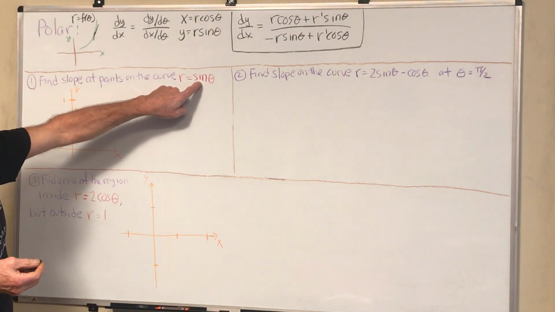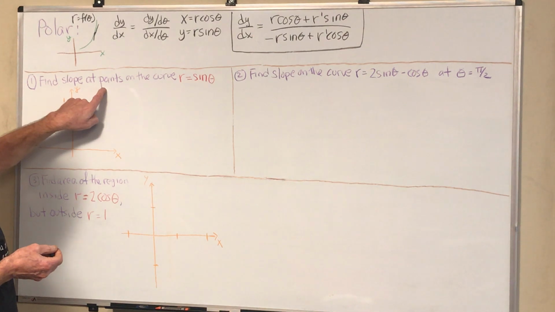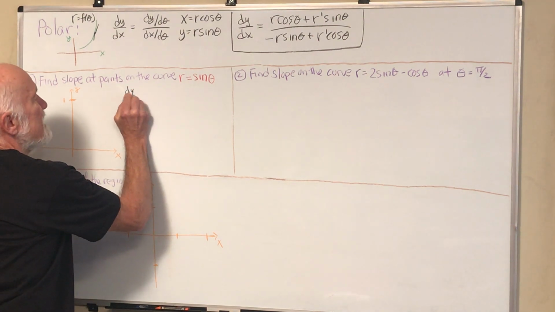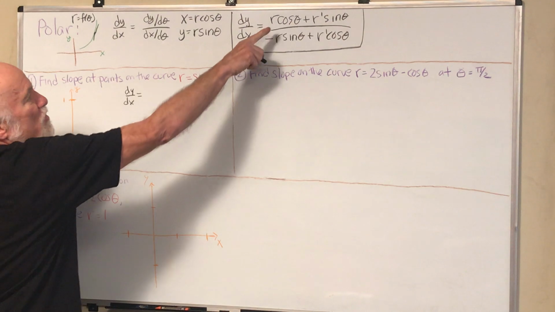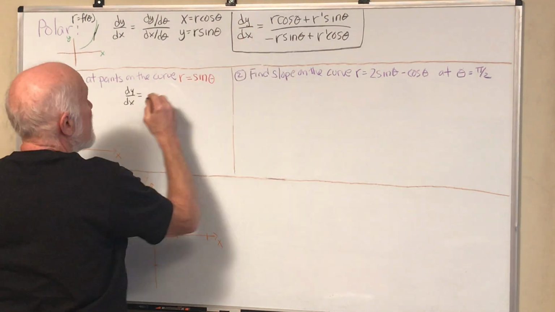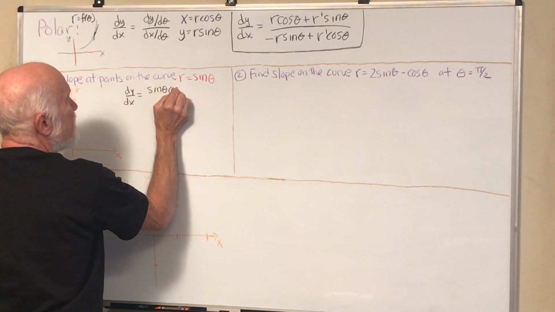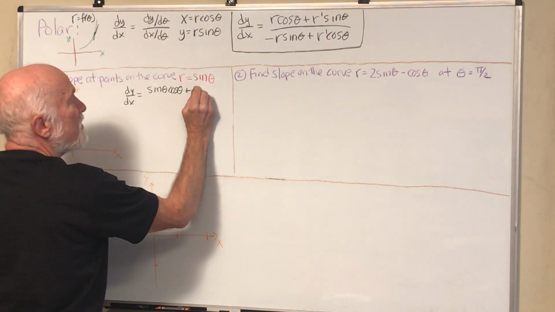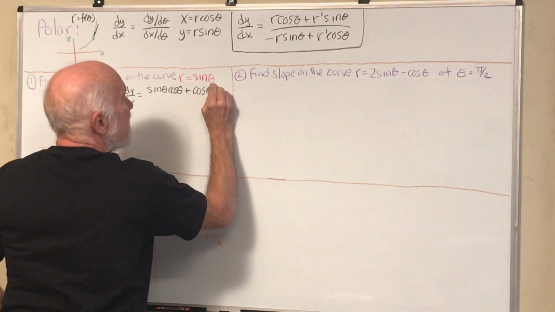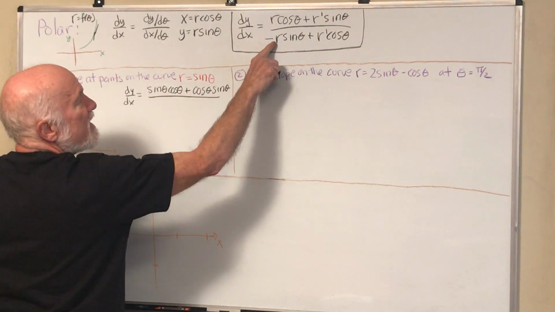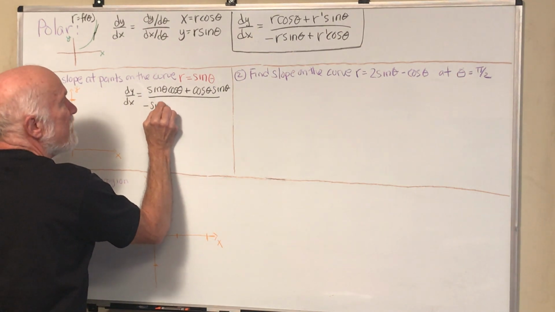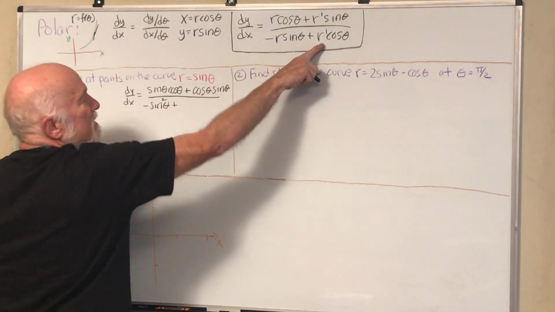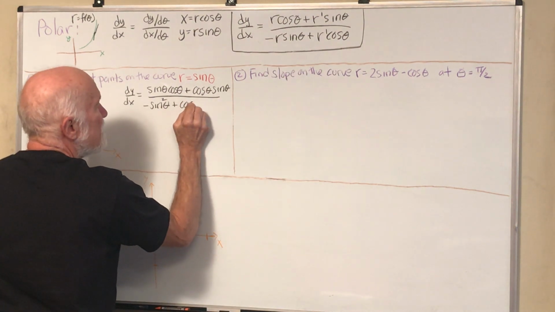So we've got r equals the sine of theta, and we want to find the slope at the points on the curve. So what are we going to do? We're going to find dy dx, and we're going to use this formula. So r is the sine of theta times the cosine of theta plus r prime. Well, dr d theta, r prime is the cosine of theta times the sine of theta. In the denominator, we have minus r, so minus the sine of theta times the sine of theta. Well, that's sine squared theta plus r prime, which is the cosine of theta times the cosine of theta, or cosine squared.